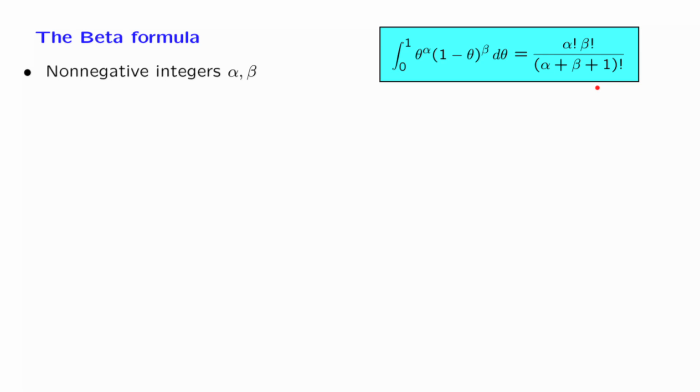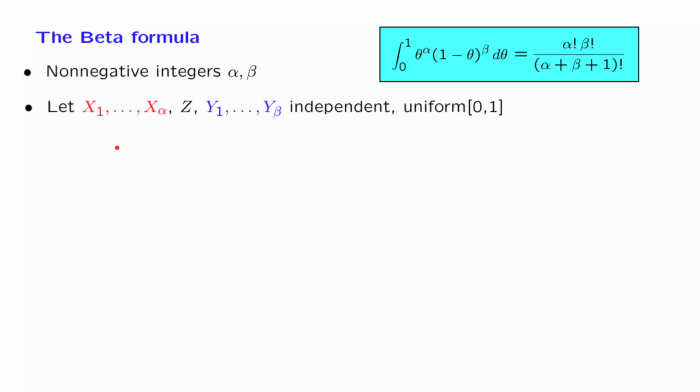What we will do will be to consider the following setting. We start with alpha plus beta plus 1, that many, independent random variables that are uniform on the unit interval, and we will consider the following event and its probability. This is the probability that these random variables happen to be ordered in some particular order. Let us call this event A, so this is the probability of A.